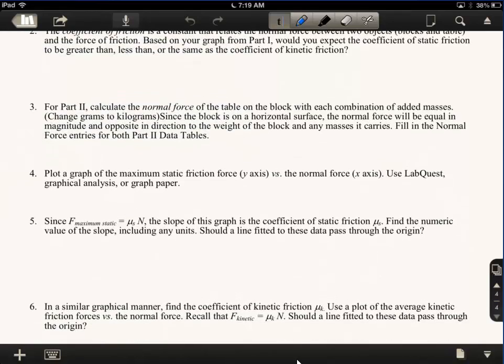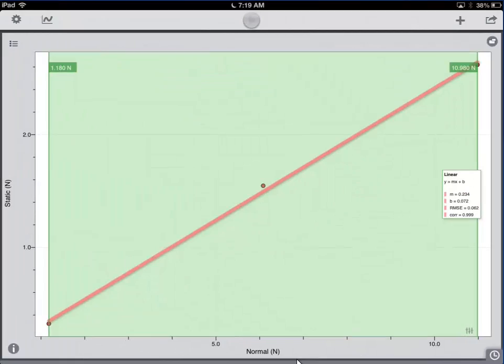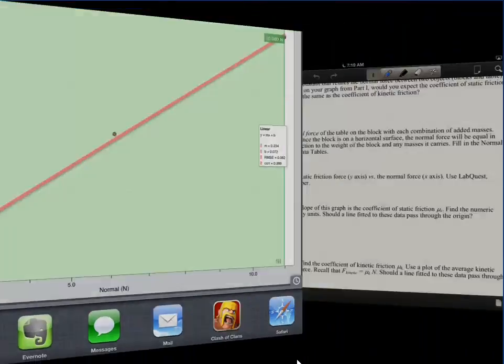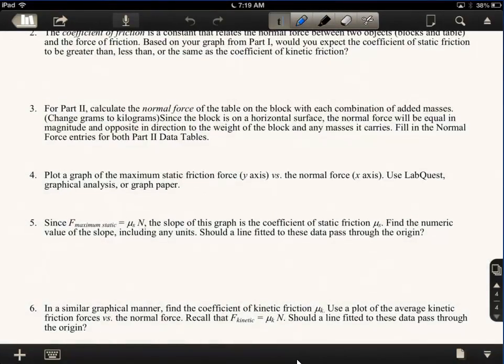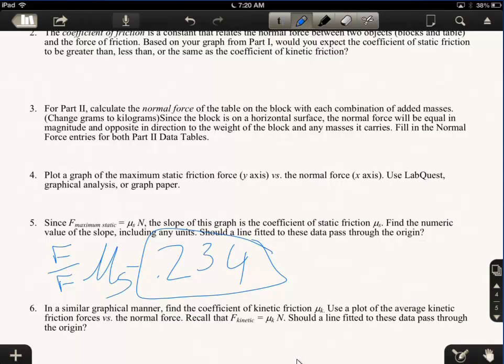Did that since the maximum static frictional force is equal to the coefficient of static friction. The slope of this graph is the static friction coefficient. Find the numeric value of the slope, including units. And so, I can't remember, that was 0.234. Now, what are the units of that? Okay. Well, think about it. We took rise over run, and the rise was static frictional force divided by the run, which is the normal force, and those units cancel. So my coefficient of static friction, my mu s, is 0.234.